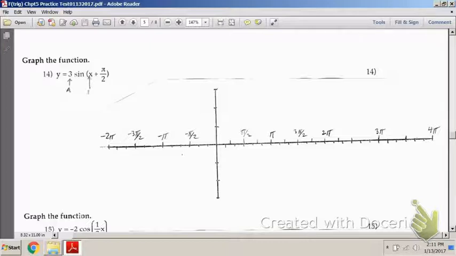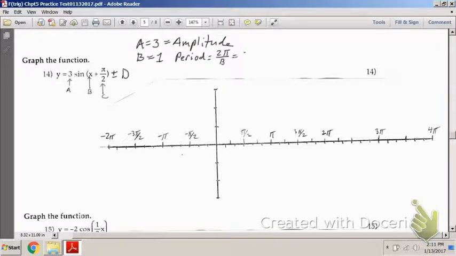Okay, so let's take a look at this first one. It's a sine function. I need to know the t-table. I need to recognize these coefficients. 3 is the coefficient that we call A. What's in front of the x is what we call B. Your horizontal shift is what we call C. Your vertical shift is what we call D.